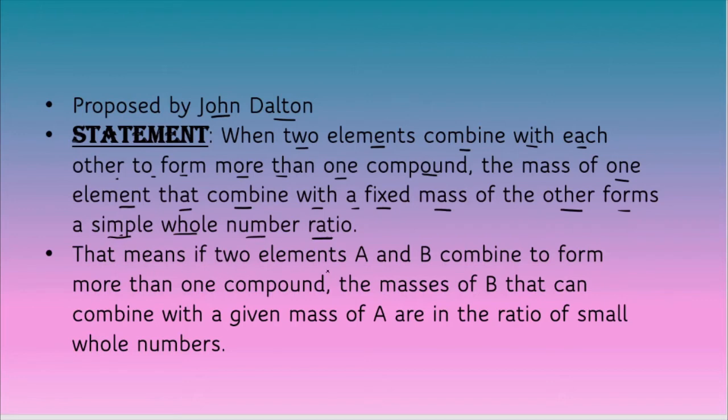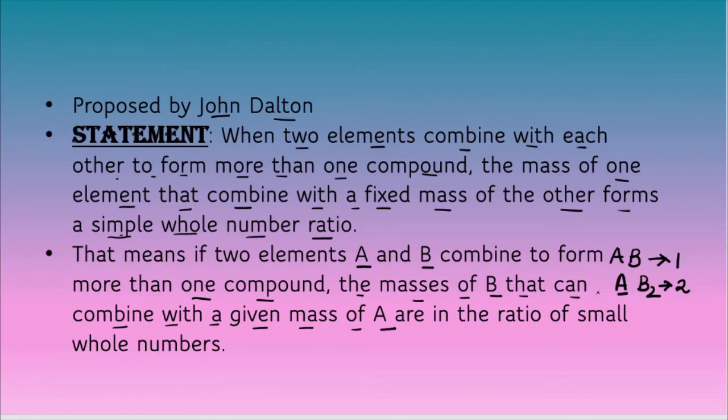That means if two elements, suppose A and B, are combining to form more than one compound, let's take the first one as AB and the second one as AB2. Now the masses of B that can combine with a given mass of A. Here we can see the mass of B combining with the mass of A for this compound is 1, while the mass of B combining with the same amount of A for this compound is going to be 2.